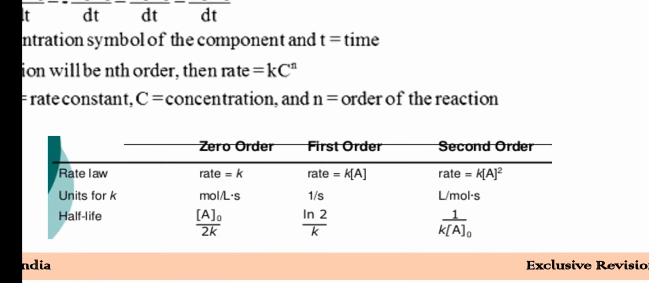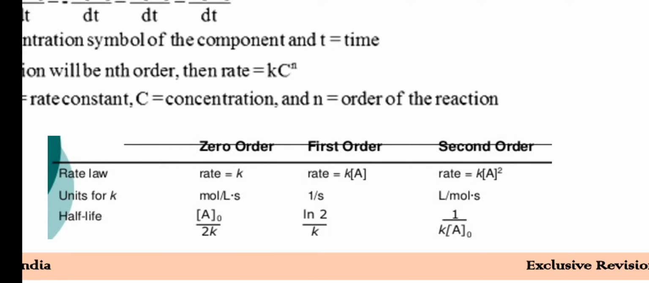The zero order, first order, second order: what is the half-life, and the unit you are going to use. Please remember these two things, the units and the half-life. The unit of the zero order is mole per liter second, and for the first order, very important, many times these are asked, it is per second. For the second order it is liter per mole per second, the inverse of the zero order.